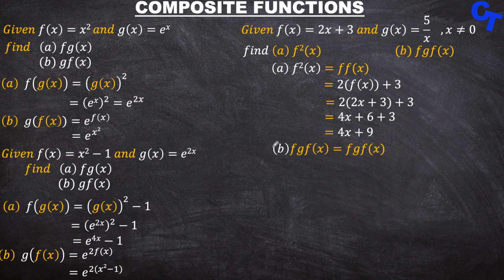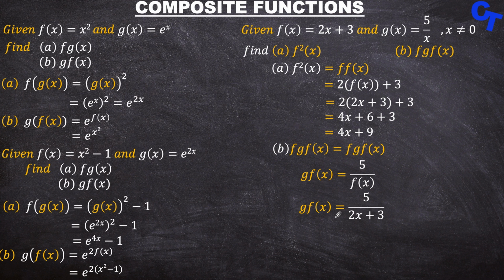So from here, the power function is g. Remember, I have partitioned. We're going to stop dealing with this part. So the power function is g, so we're going to replace whatever is in g with the f of x. So let's do that. g of f of x. We're going to say 5 over, because we have x right here, we're going to replace x with f of x. What is f of x? It is 2x plus 3. So it's going to be 5 over 2x plus 3.